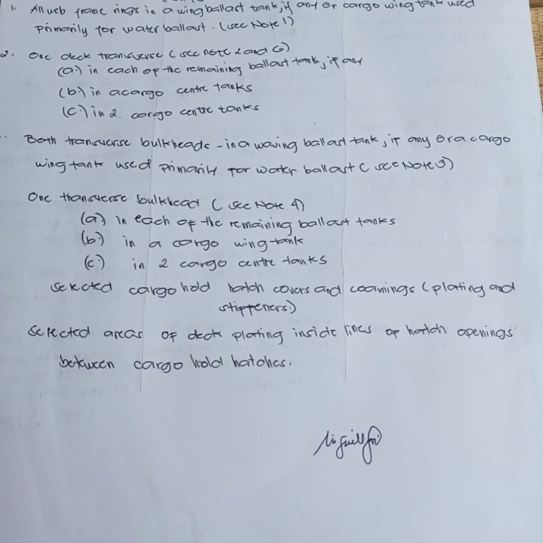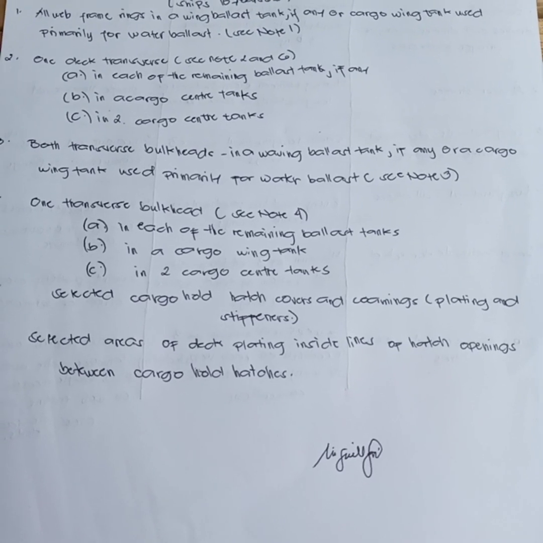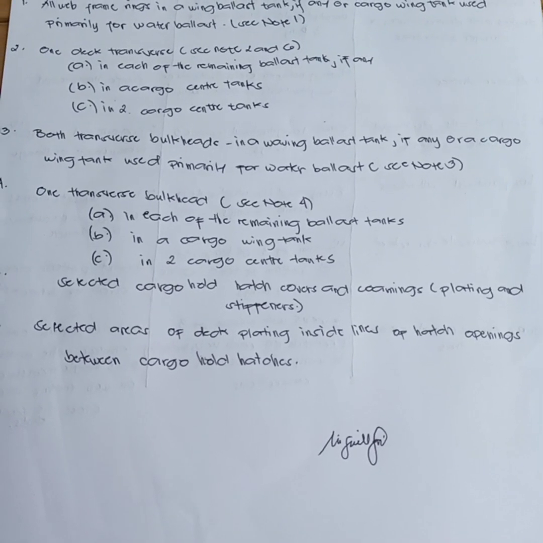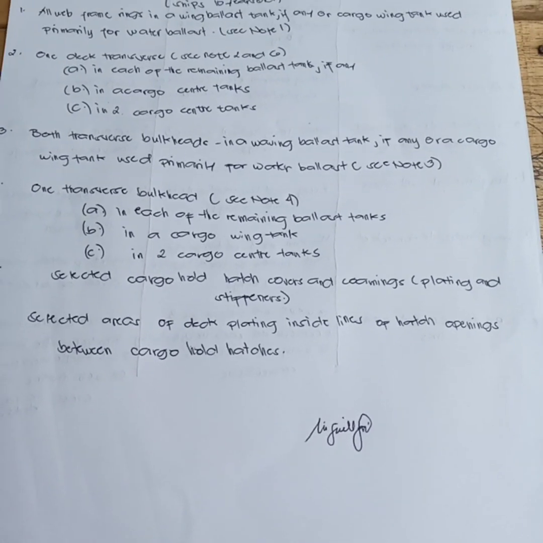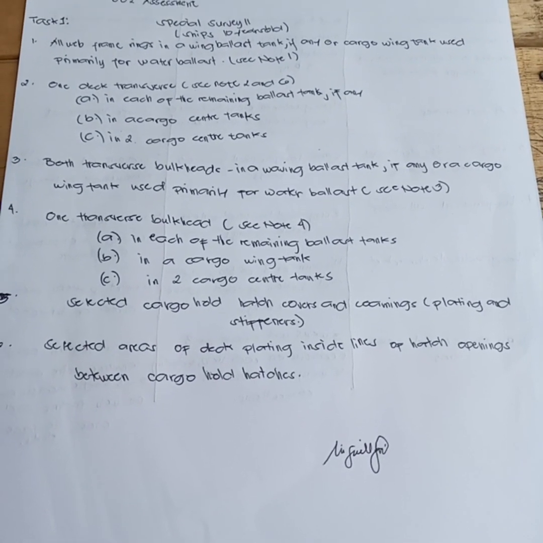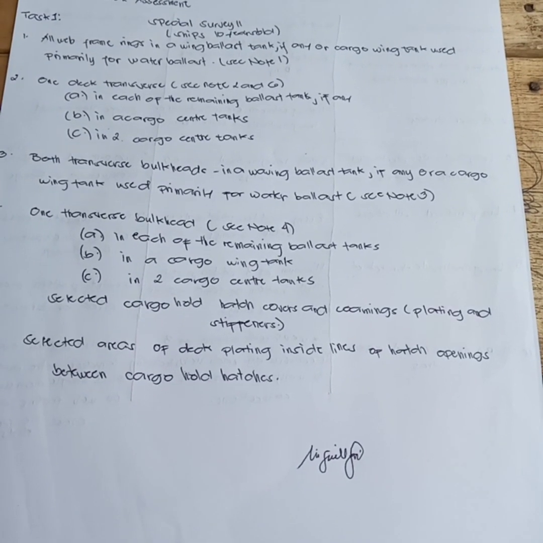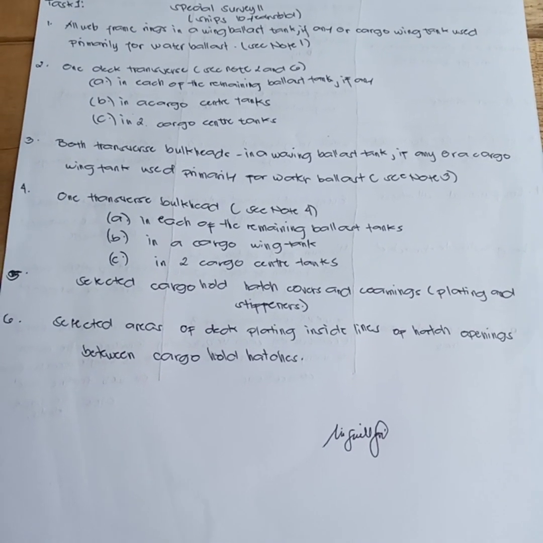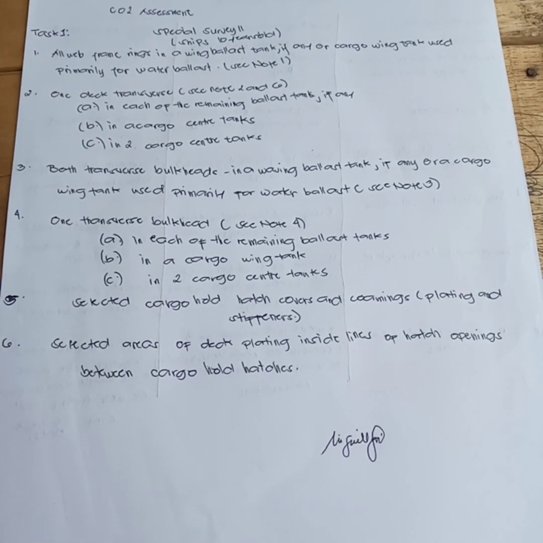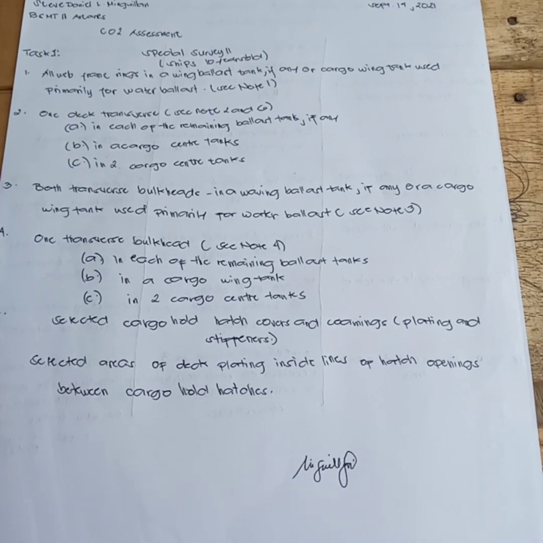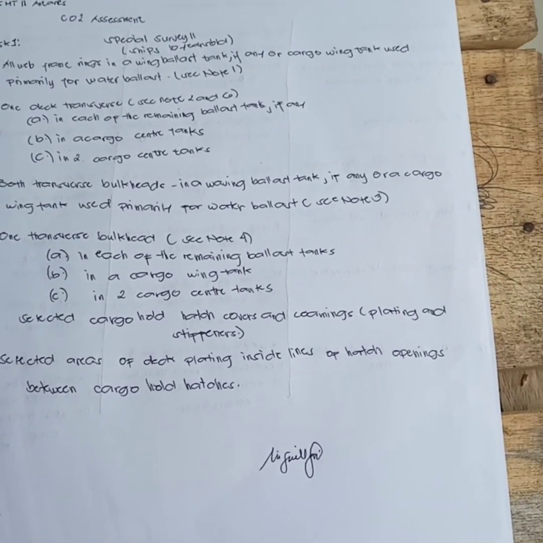A. In each of the remaining ballast tanks. B. In a cargo wing tank. C. In two cargo center tanks. Number 5. Selected cargo hold hatch covers and coamings, plating, and stiffeners. Number 6 is selected areas of deck plating inside lines of hatch openings and between cargo hold hatches.